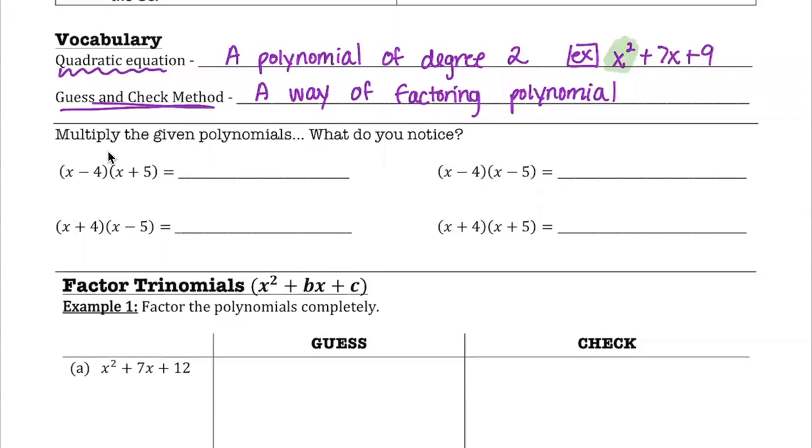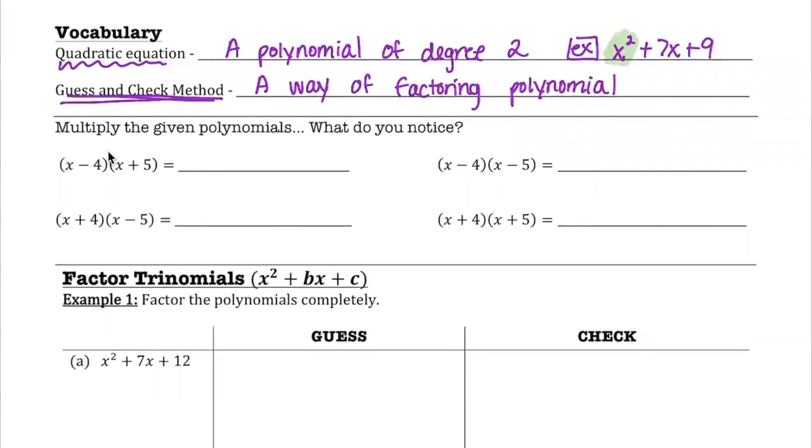And the method that we're going to use to factor these types of quadratics is something called the guess and check method. What the guess and check method stems from is actually this next section you see down here. Let's pause for a moment and go back to what we did previously, and think about what happens when we multiply two polynomials together. When we multiply polynomials that look like this, every term that's in the first, we distribute to each term that's in the second.